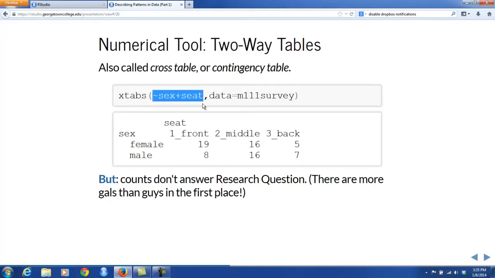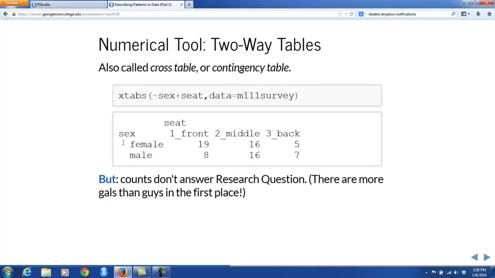This time in your formula, you have to include both sex and seat. And as a general rule, it's probably going to be easiest for you to read and interpret and describe the results if you put what you think of as the explanatory variable first. The plus in the middle simply separates the two variables for R's convenience, but it's chosen by the programmers because it looks like a cross, so it reminds us of cross tables. And again, there's an argument, data equals Math 111 survey, that tells R where to look for those variables sex and seat.